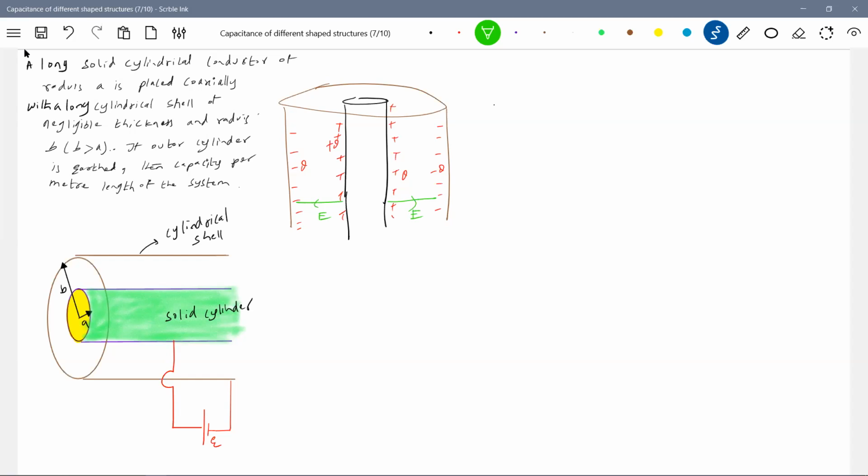Can I use the same formula, electric field due to a long wire? Yes, the same formula. But sir, what about lambda? Lambda is charge per unit length. Still we stick to the same, E equals lambda by 2 pi epsilon naught r. Any condition? r must be greater than a, less than b. Is it okay? So this is that r.